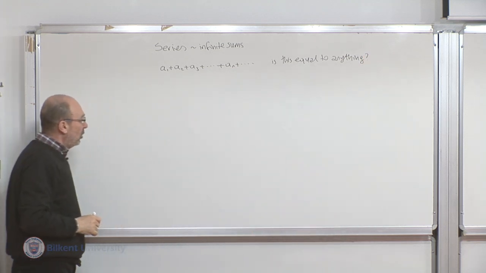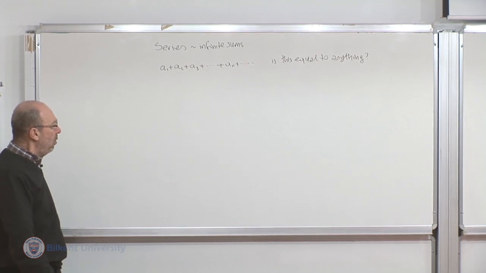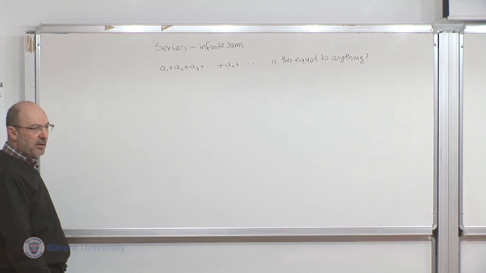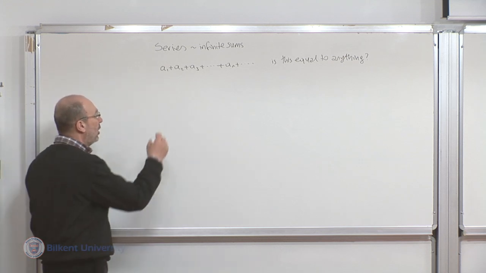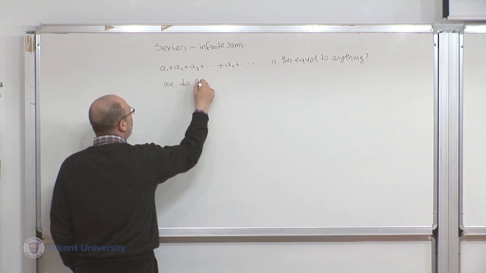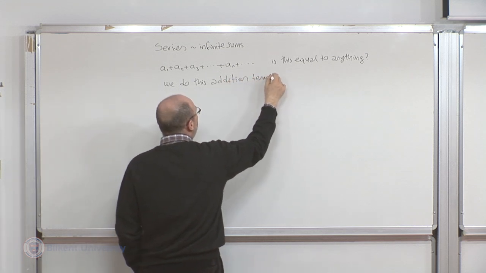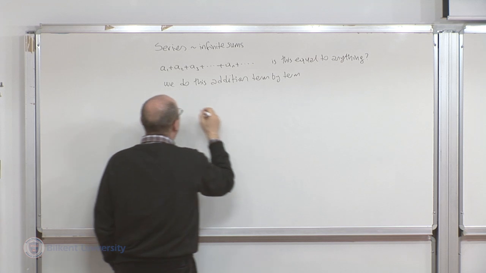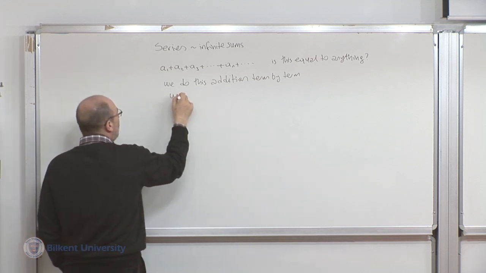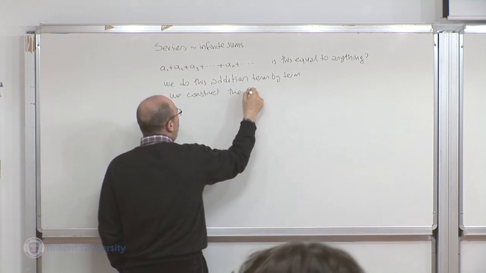Of course, we don't have time to complete this sum. So typically what we do in science is we predict what the sum will be if we had enough time to add infinitely many of these terms. So what we do is we do this addition term by term. Okay, so we construct the sequence of partial sums.